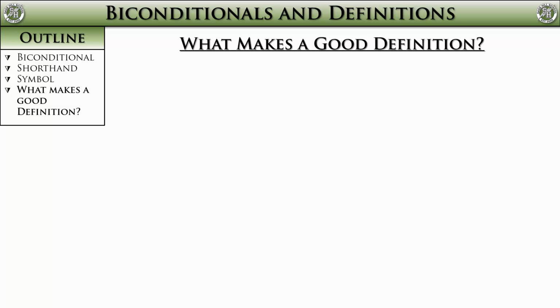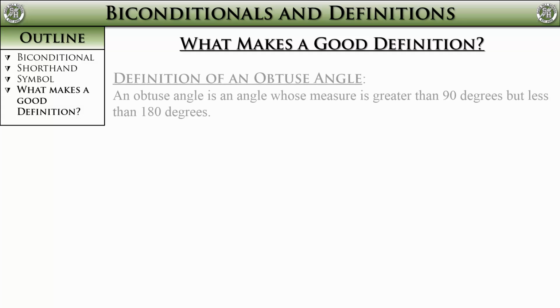Finally, we get to the last bullet point, what makes a good definition? This is a minor topic, but biconditionals play a role in it, which is why it is presented here. In general, you rarely get asked to make your own definitions. Most of the time, you are given definitions that you are expected to use. For example, we have this definition of an obtuse angle from before. You are given this and you are expected to know it, but you didn't come up with it on your own.